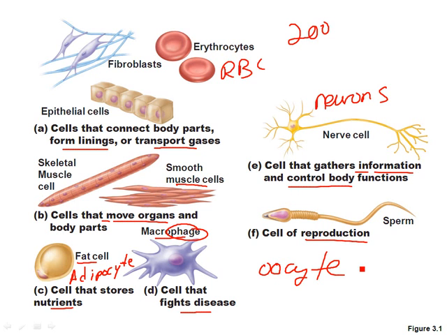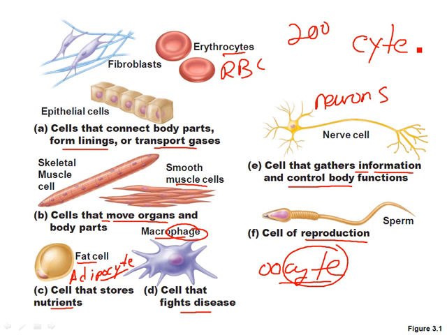You may have already picked up on this. Have you noticed there's something called cyte in several of these words? Adipocyte, erythrocyte, oocyte. Cyte, C-Y-T-E, means cell. So whenever you see something cyte, that means it's some kind of a cell.